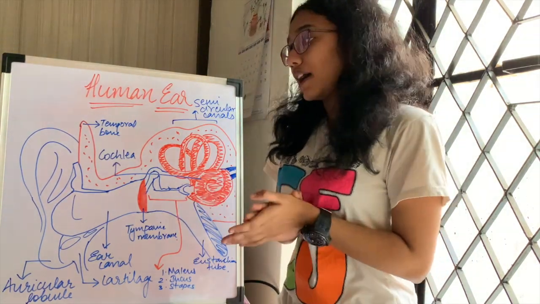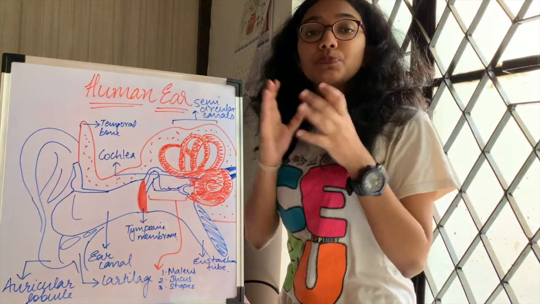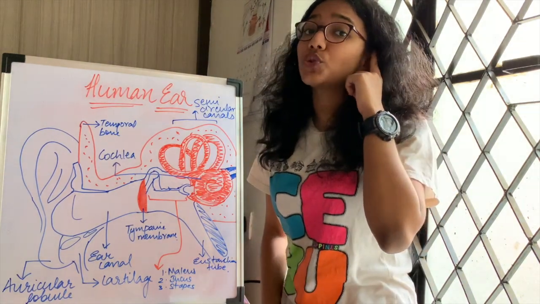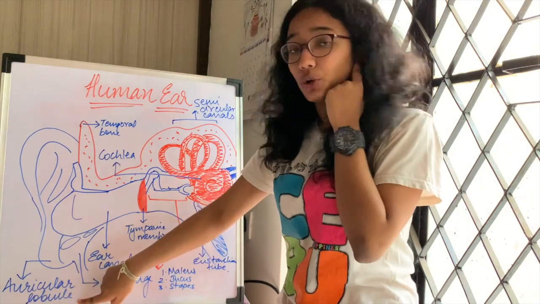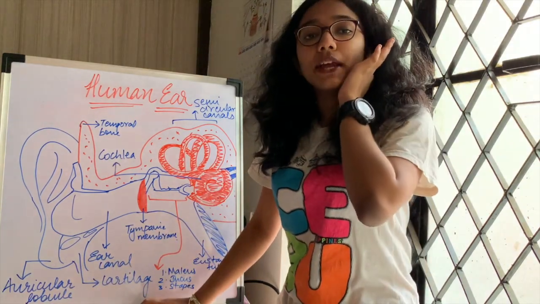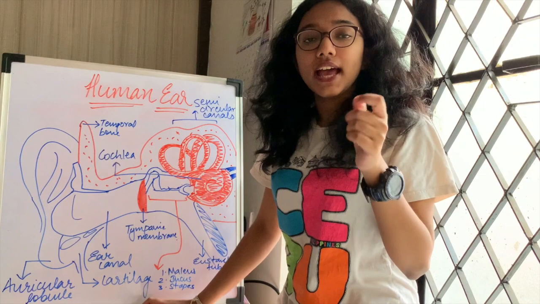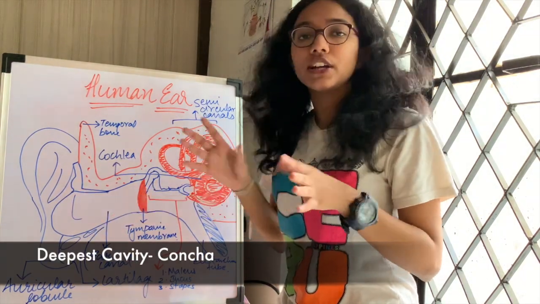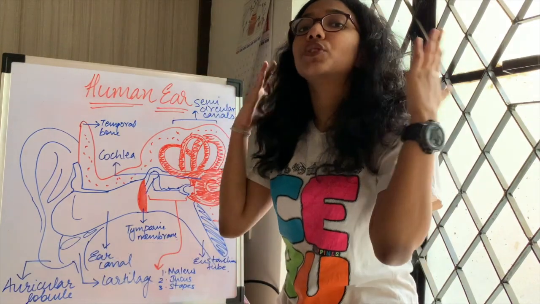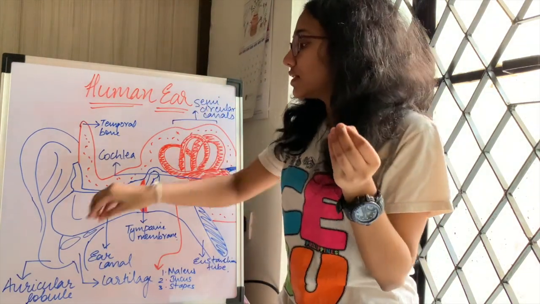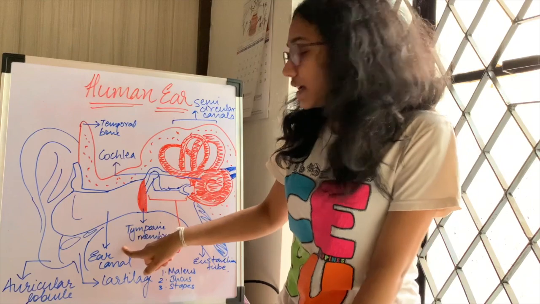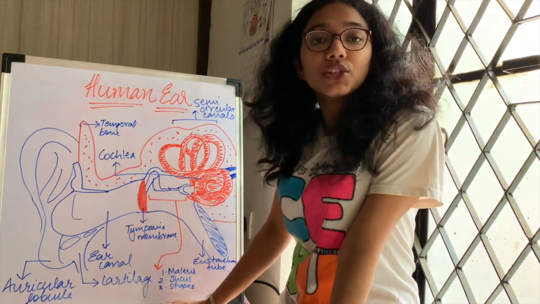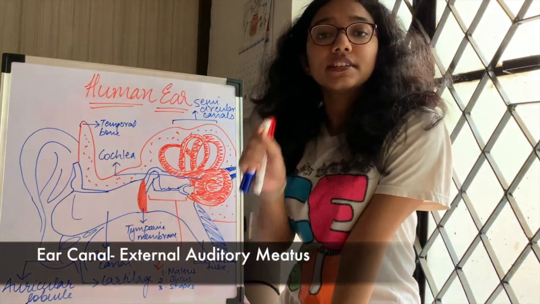So, when we come to the parts of the outer ear, the most prominent one is our pinna, also known as auricle, or the auricular lobule. So this auricle is made up of many infoldings, and the deepest cavity is known as concha. The basic function of this auricle or pinna is collecting the sound from the surroundings and concentrating it into the ear canal, which is also known as external auditory meatus.